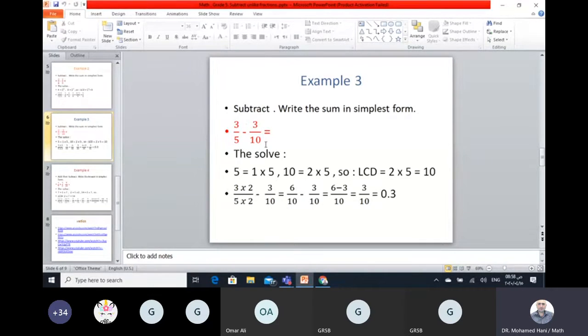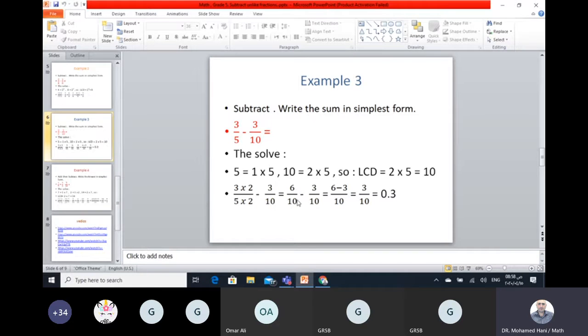The second fraction, as you see down here, we have 10, the same LCD. So no need to change this fraction. Keep it the same. So we have here 3 over 10. Now you can solve. 3 multiplied by 2 will be 6 and 5 multiplied by 2 will be 10. And here we have the same fraction, 3 over 10.